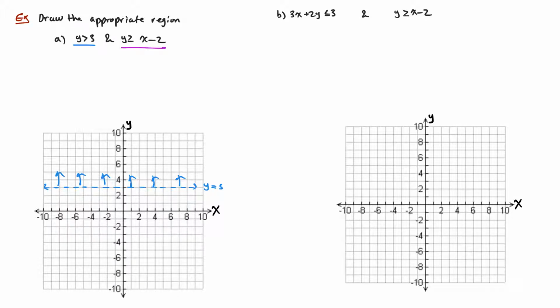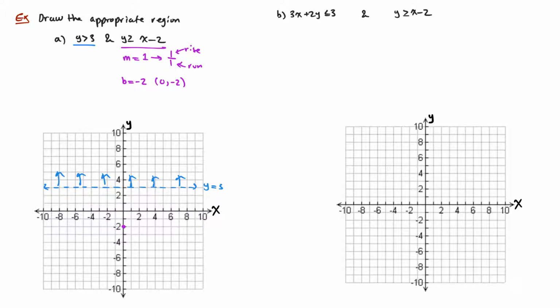For the second one here, y is larger or equal to x minus 2. In this one, we don't have a horizontal or vertical line, so I would actually have to figure out what my m value over here is. M is the coefficient of x, in this case 1, which is the same as 1 over 1, which gives me my rise and my run. And my b value is negative 2, meaning that I can actually know that my y-intercept is at point 0, negative 2. So I have enough information to actually draw it out.